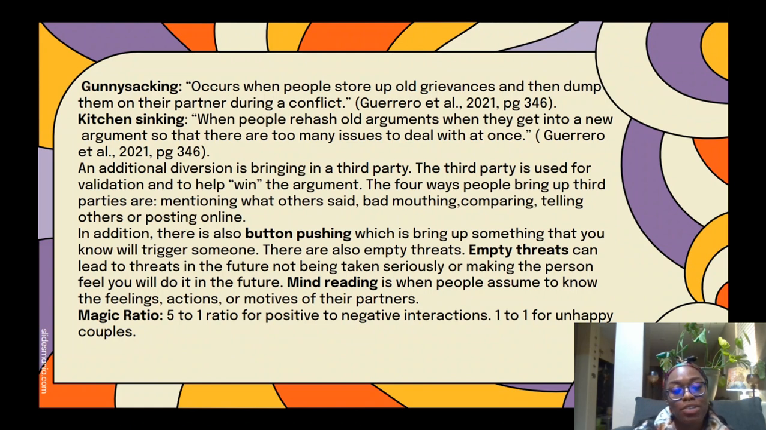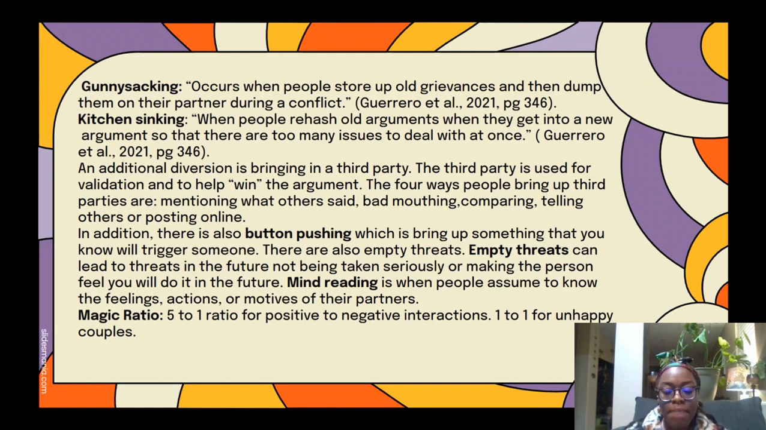An additional diversion would be bringing in a third party. A third party is used for validation and to help win the argument. The four ways people bring up third parties, I'm so sorry, are first, mentioning what others said. So this would be me saying, oh, well, Joe said this about you. And then there's bad mouthing, which would be me bad mouthing my partner's family or friends, something like that.